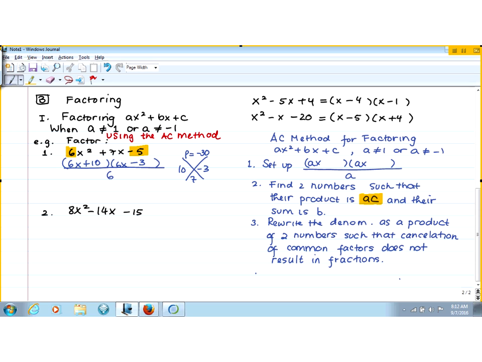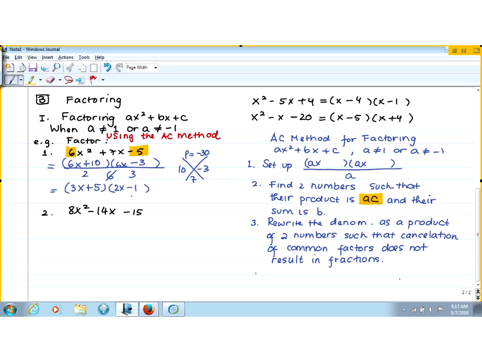Now I'm going to look at my number 1 again. How do I rewrite 6 as a product of two numbers? 6 is what? 1 times 6 or 2 times 3. So which one do you think you'll use? 2 times 3? All right, so 2 here and 3 here. So divide 6x plus 10 by 2. So this will be what? 3x plus 5. Divide 6x minus 3 by 3. So this is 2x minus 1. Okay, so we are done.